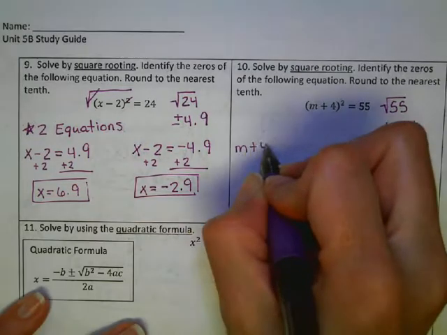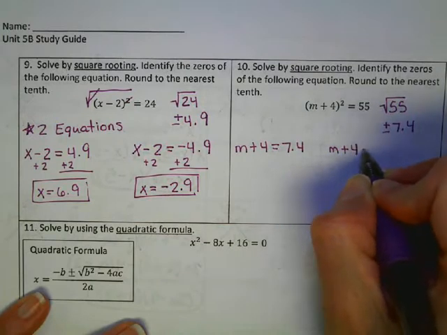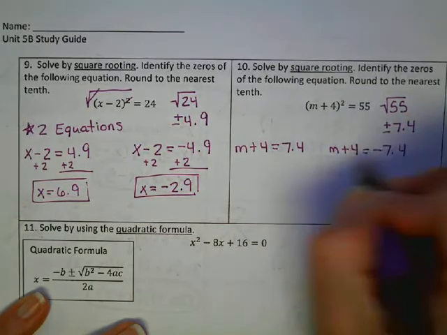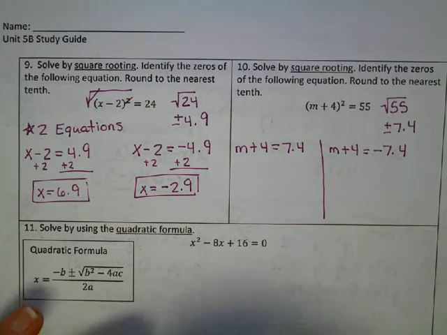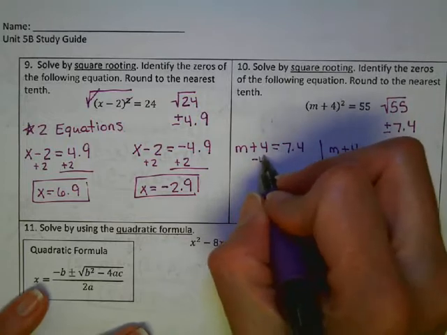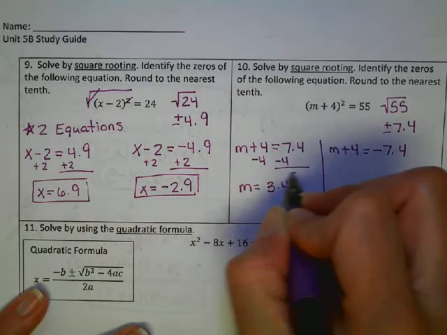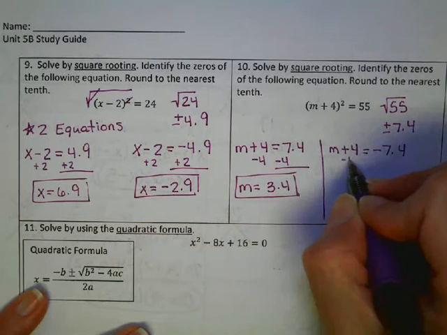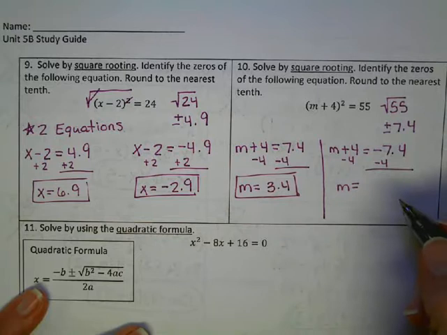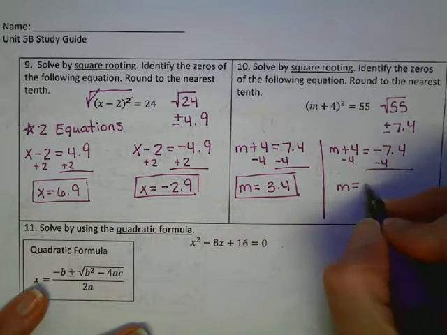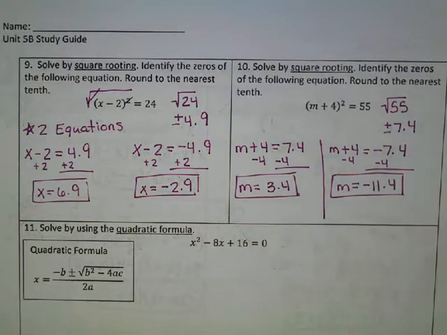So n plus 4 equals 7.4. n plus 4 equals negative 7.4. Again, you have equals the positive version, equals the negative version, and then you solve both problems. So plus 4 to minus 4. So 3.4 is one answer. Another one, subtract, you get negative 11.4. Okay, that is solved by square rooting.